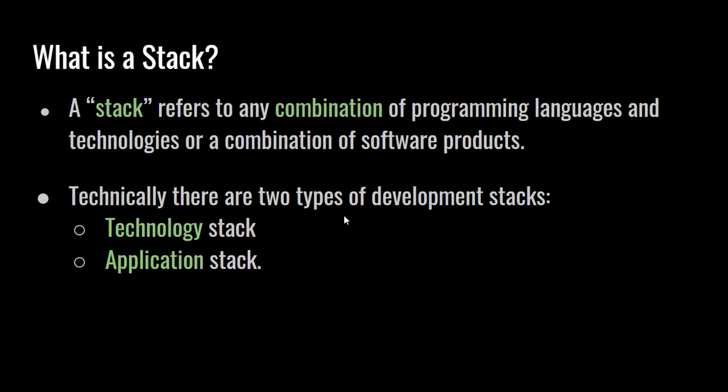So when we're talking about a stack, it refers to any combination of programming languages and technology, a combination of software products. So technically there's two types of development stacks. There's a technology stack and an application stack, and you need a bit of experience to understand what that means. Typically, a technology stack will be a combination of, say, frameworks, different types of programming languages, these types of things. An application stack is a little bit more of a distance from that.